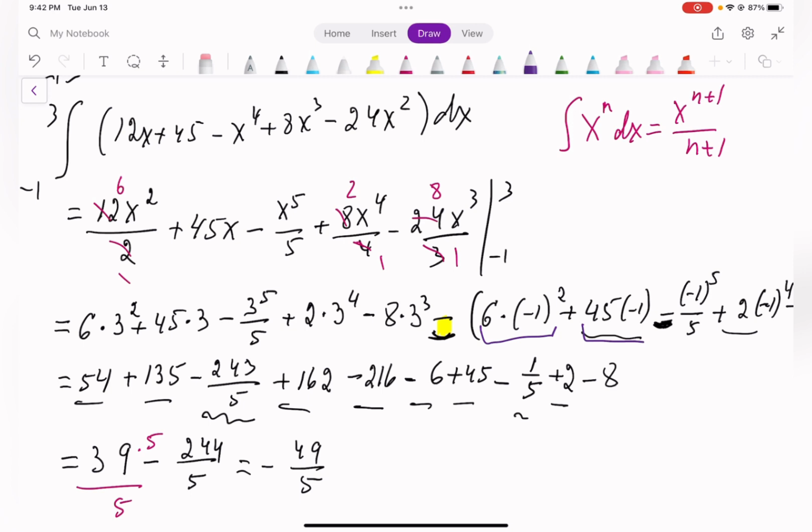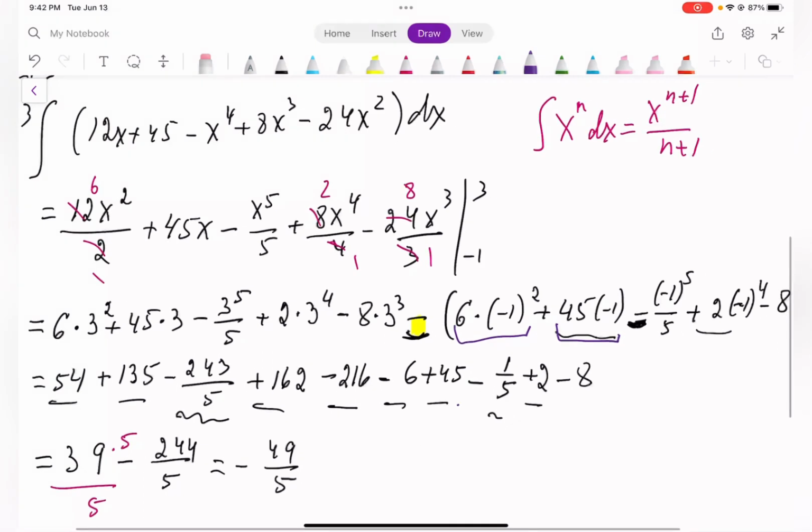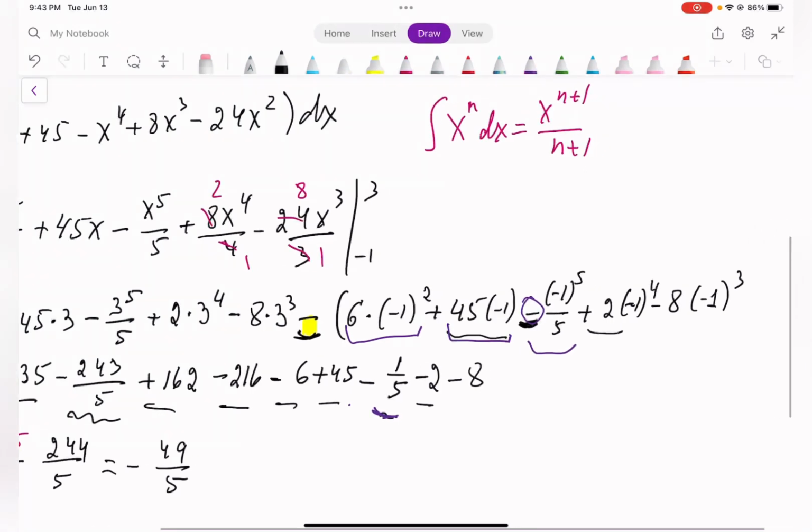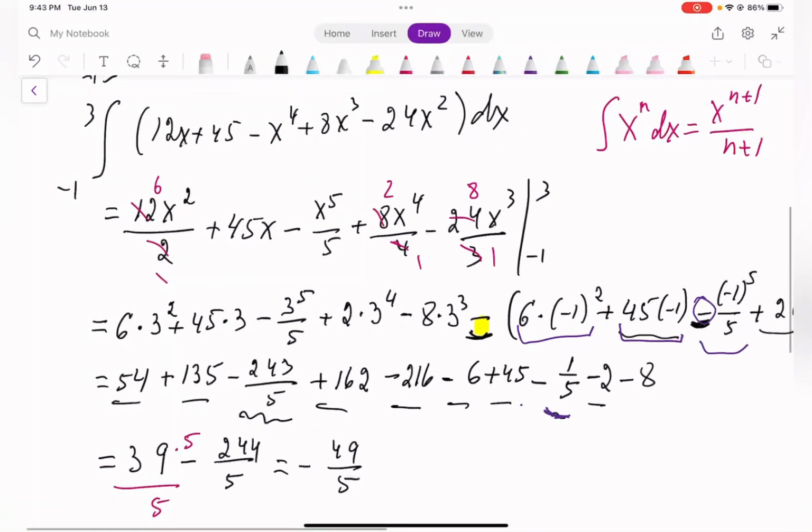Next, 45 times negative 1 is negative, and with the negative in front of parentheses, it's going to be positive 45. We are good. Negative 1 to the power 5 is negative 1. With this negative, we get positive 1 over 5. And with this negative, we get negative 1 over 5. So we're good. Since negative 1 to the positive 4 is an even number, we get positive. So plus 2. Here it is. Plus 2 has to be minus 2. There we go. And negative 1 to the power 3 is negative 1, with negative 8 is positive 8, and negative 8. Okay, this 2 is changing everything.